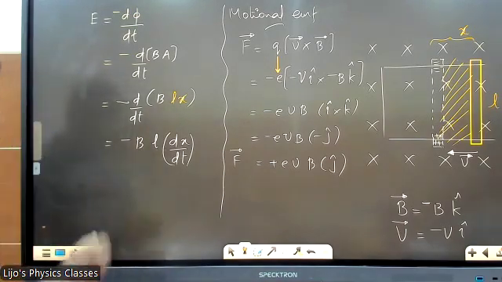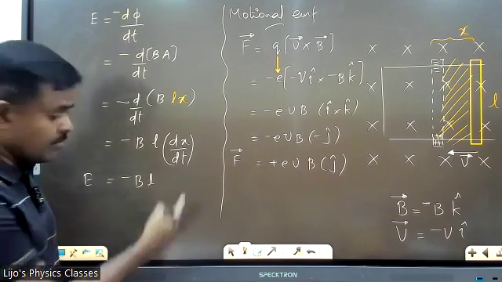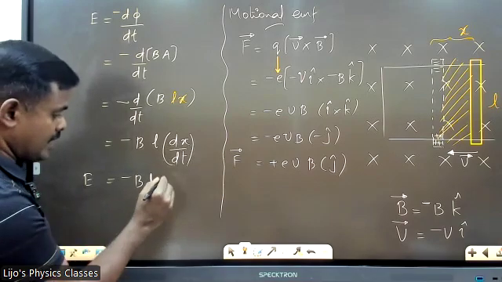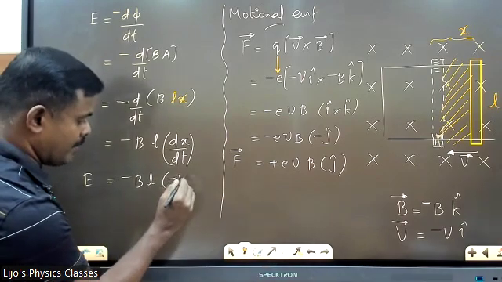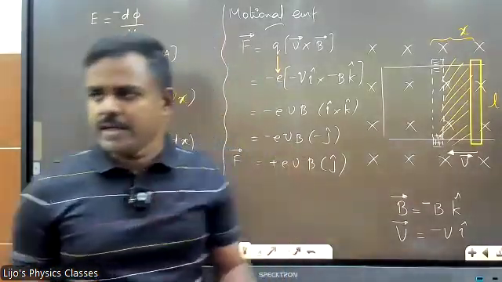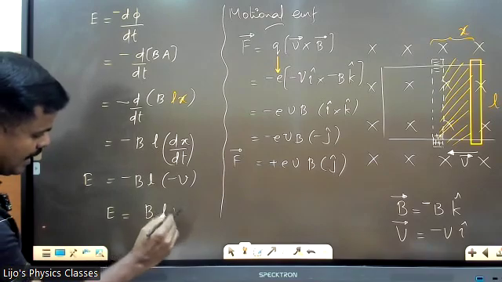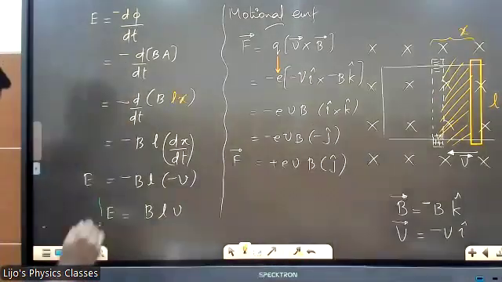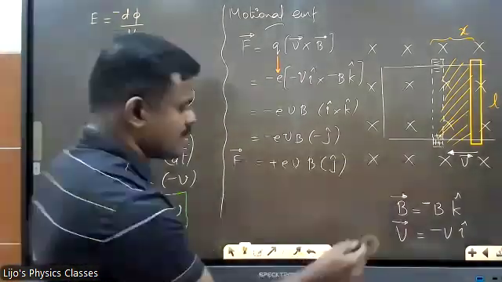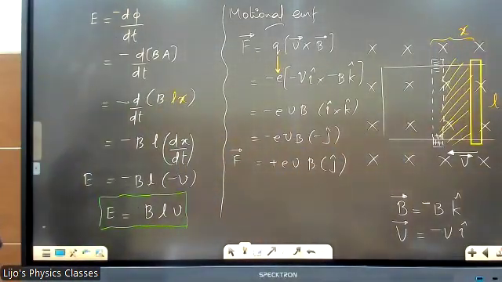Got it? So EMF is given by minus B into L into, what is dx by dt? Dx by dt was called velocity. I would rather put minus V because I was moving the conductor to the left. Even without it, it is fine. So motional EMF is given by BLV. Put this in a box. When a conductor is moved in a magnetic field, the voltage developed across its ends is given by BLV. All of you got it?